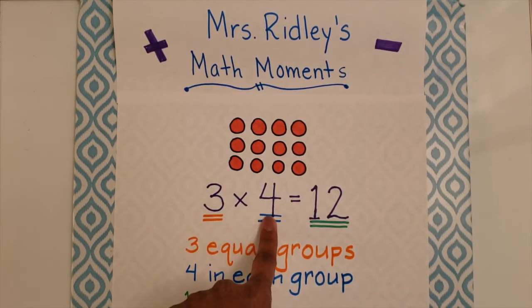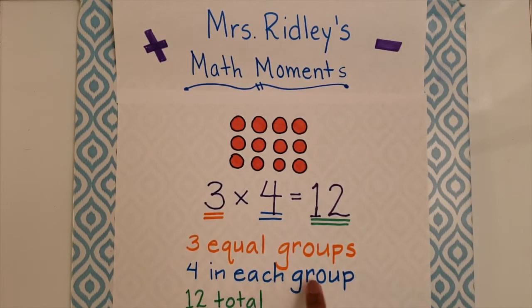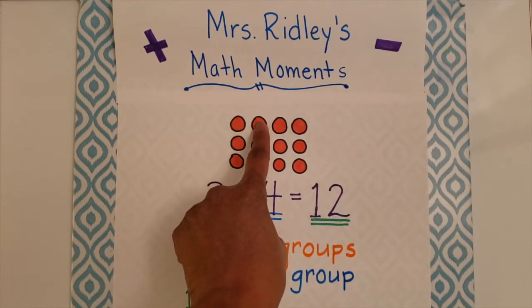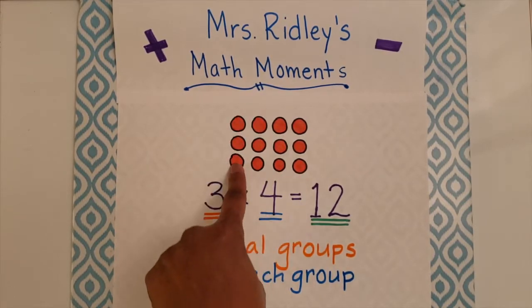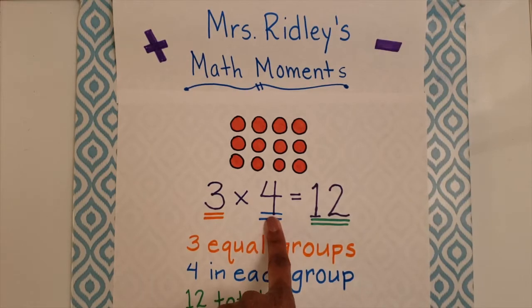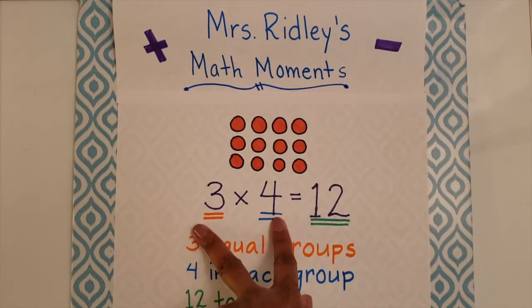The second factor in this multiplication equation is 4. So that tells us that there are 4 in each group. So the groups are equal, and if we count each group, we see that there are 4 in each group. Okay, 4 in each group. So our 4 tells us how many there are in each group. Okay, so 3 and 4 are our factors.